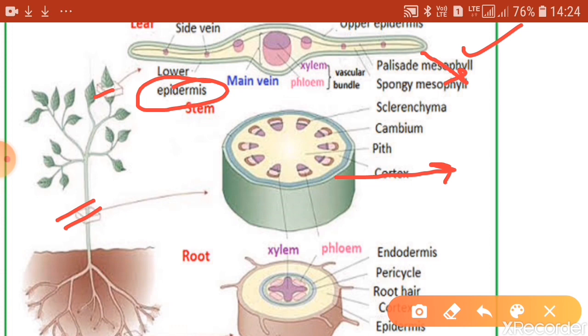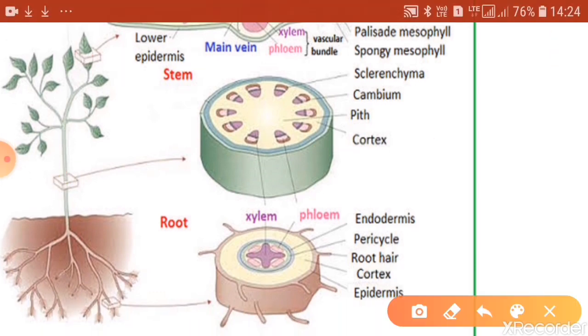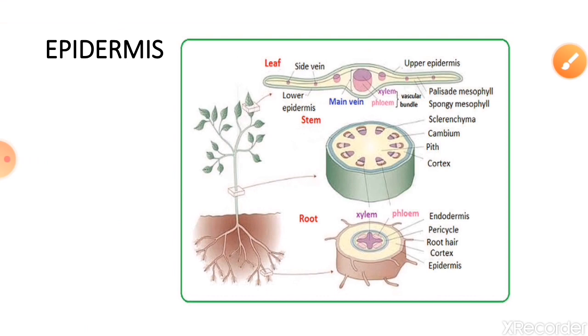Then in case of the root also you find the same thing. If a cross section of the root is taken, cut and seen, then the roots also have an outer covering of epidermis. So epidermis forms the protective covering of the entire body, that is the stem, roots and the leaves.